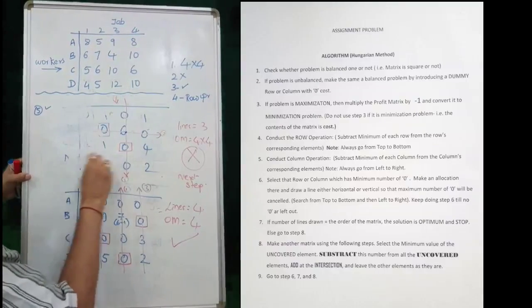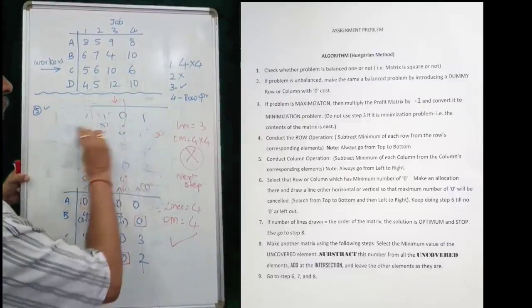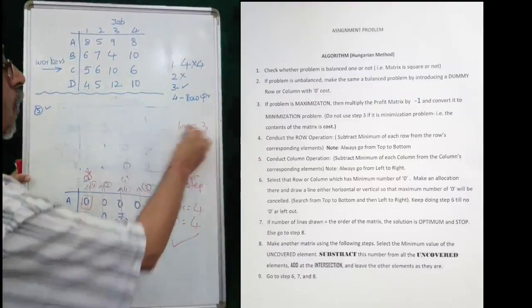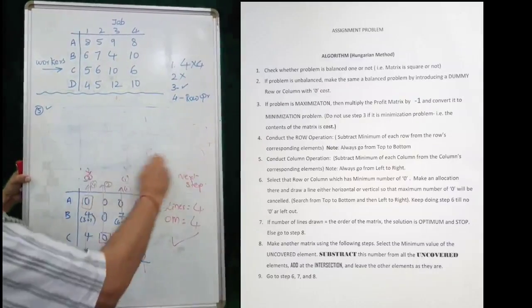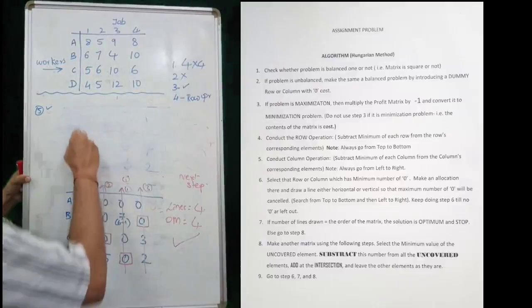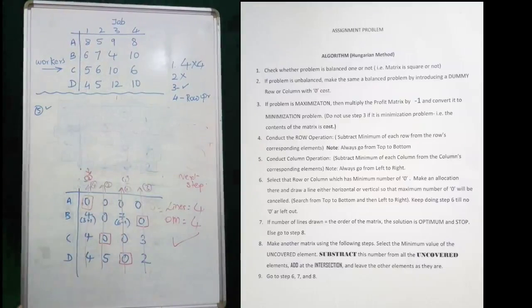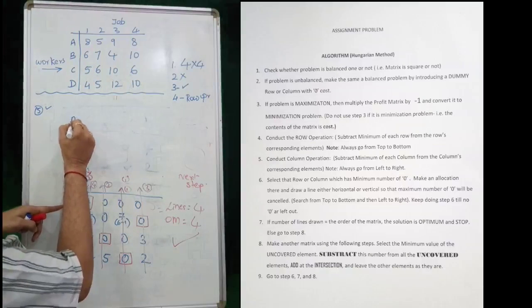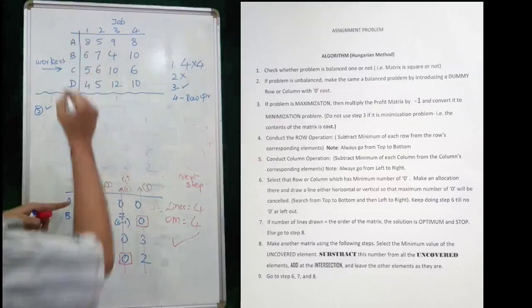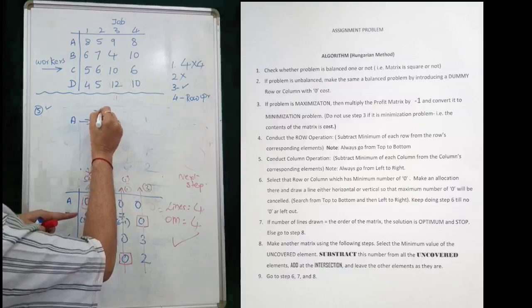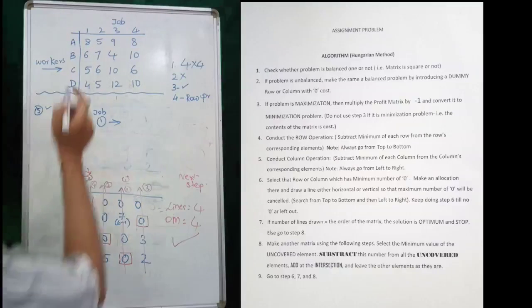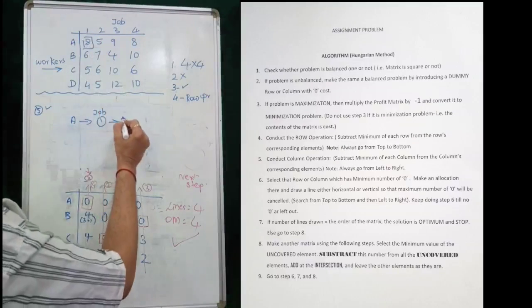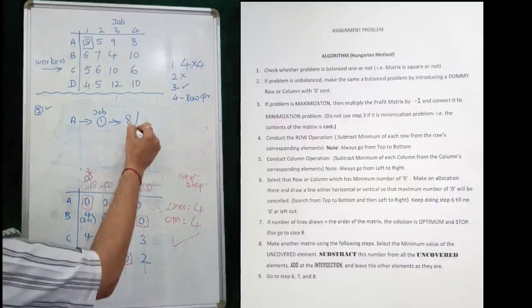Friends, in the examinations, do not write only so much and leave. You have to write the whole solution. So don't make the mistake of writing it midway or leaving it half. Your solution would be like this. A will do job number 1. How much profit is the company making? It is making 8 rupees.